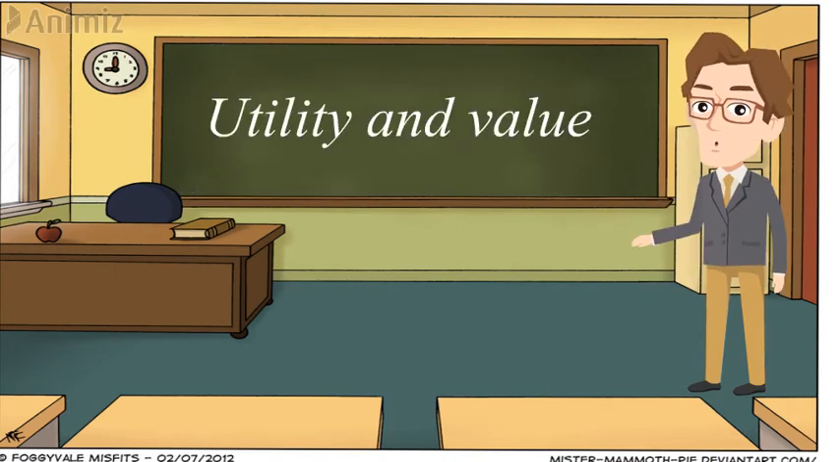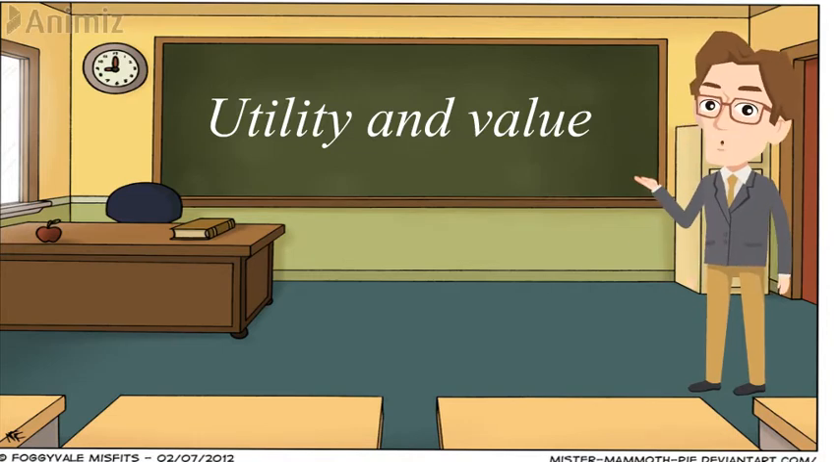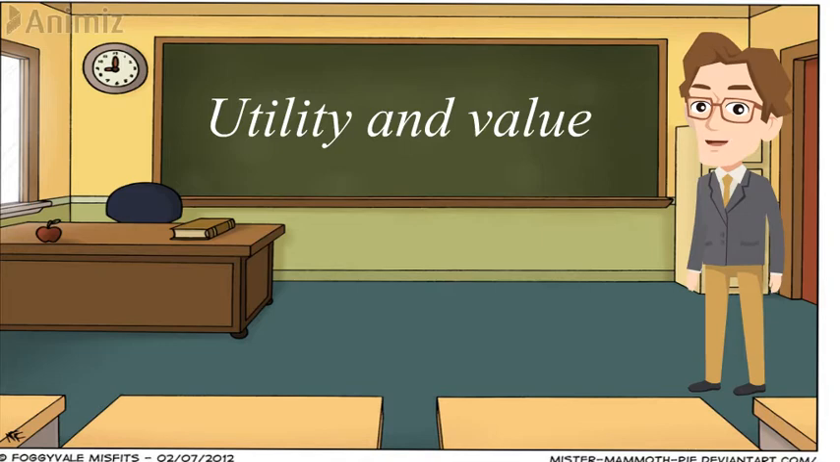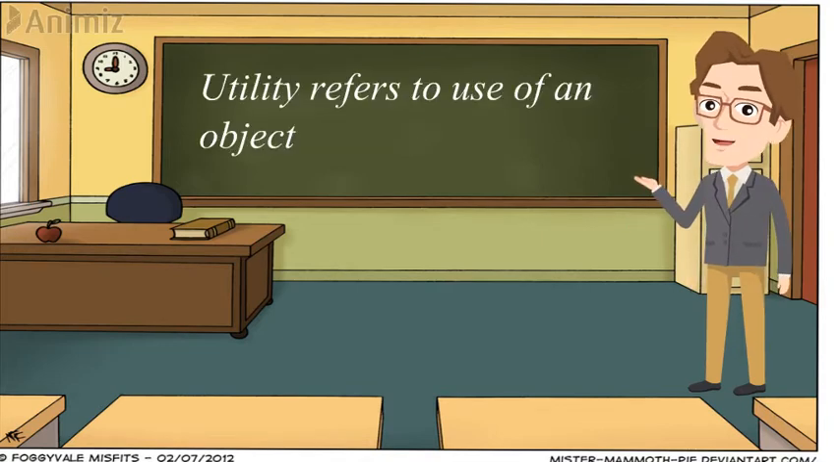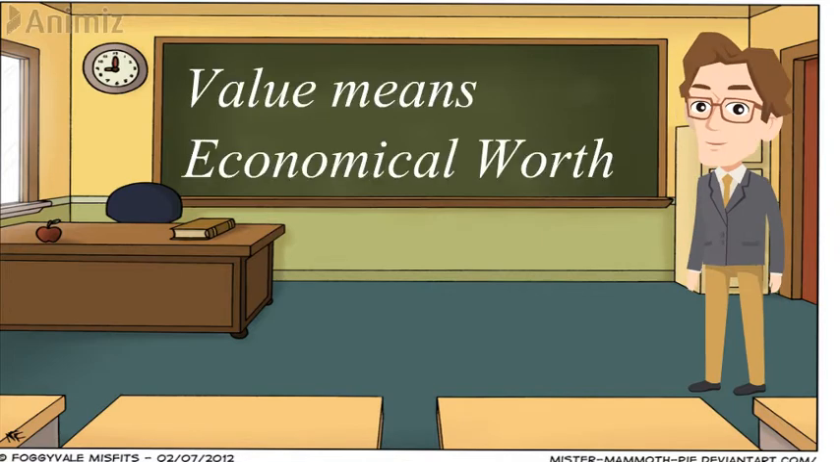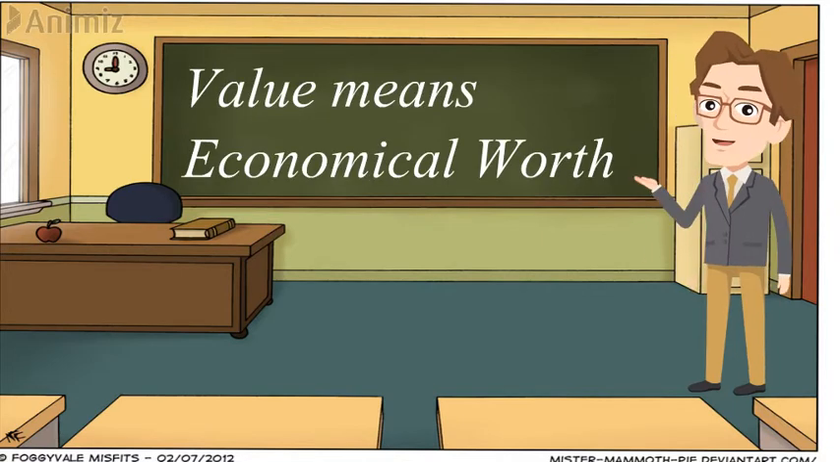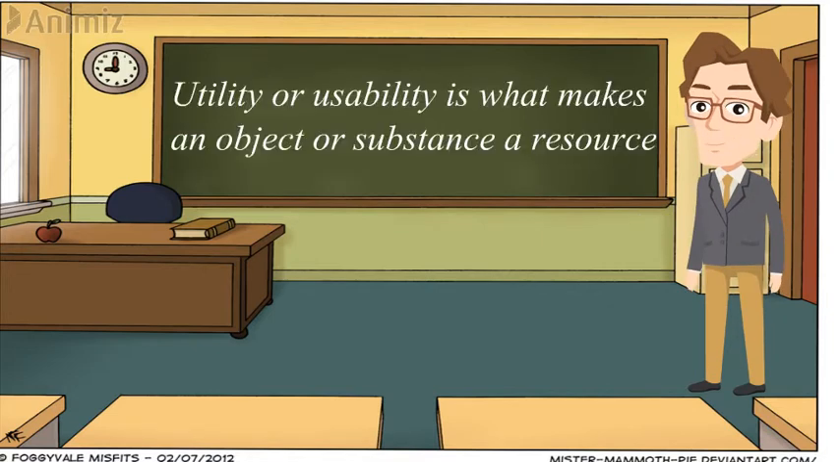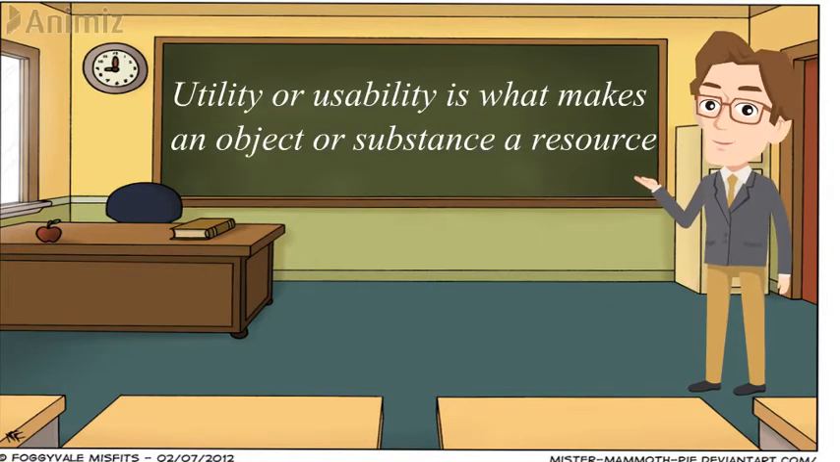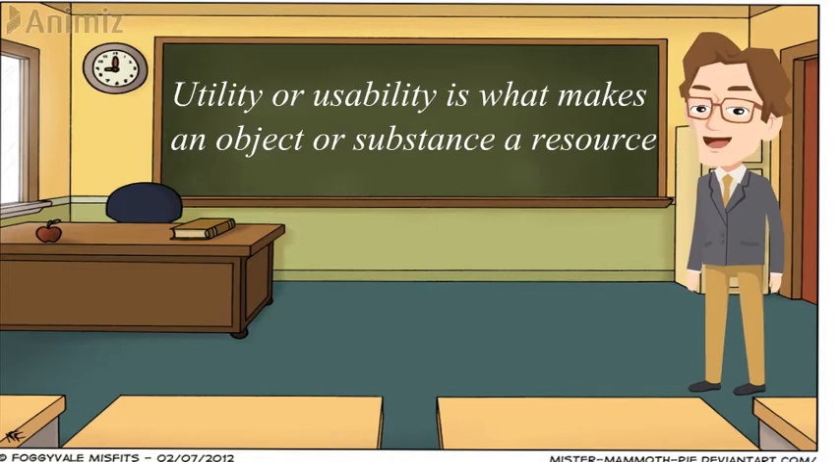In the definition, you got two terms, utility and value. So let's see what they are. Utility refers to the use of an object, whereas value means economic worth. Utility or usability is what makes an object or substance a resource.